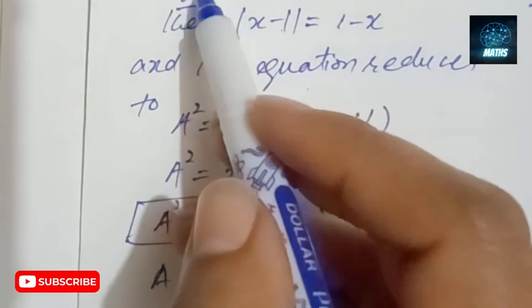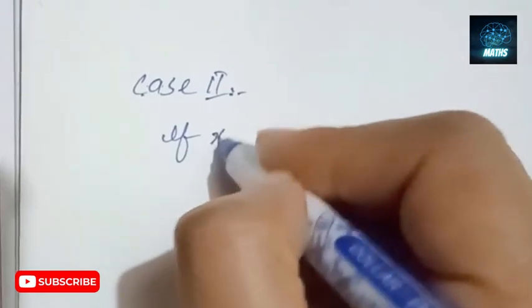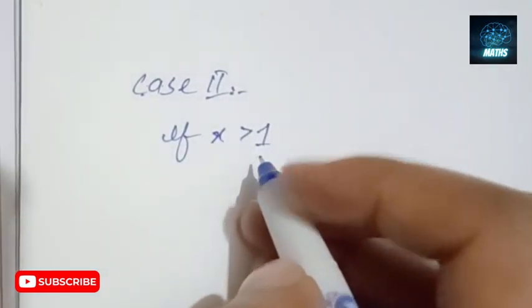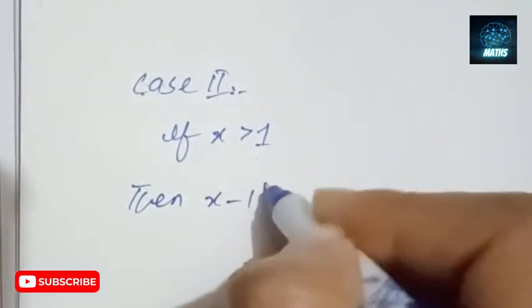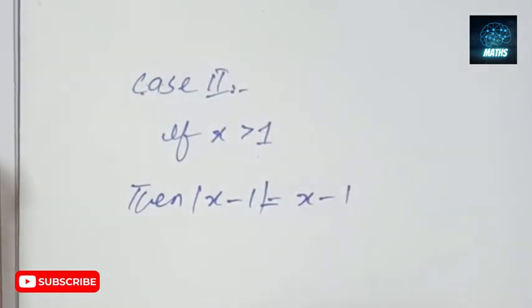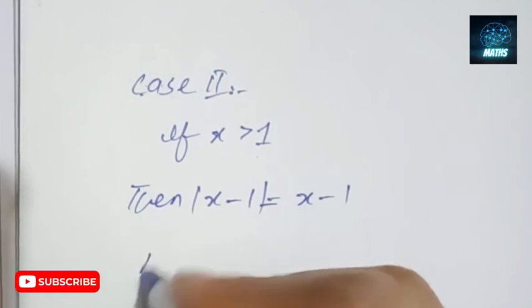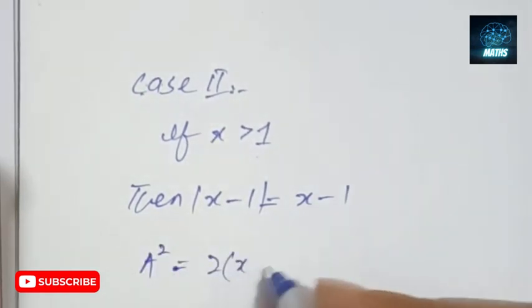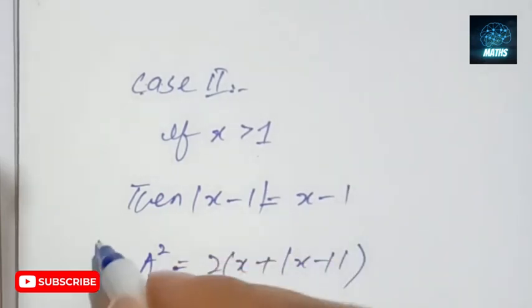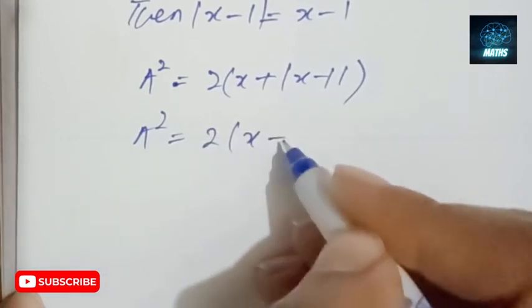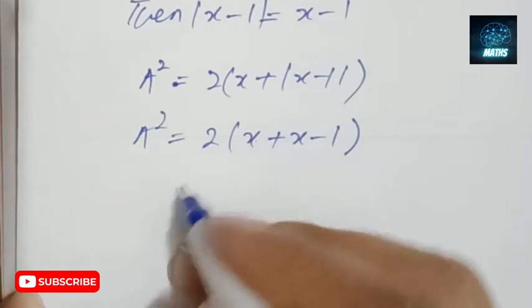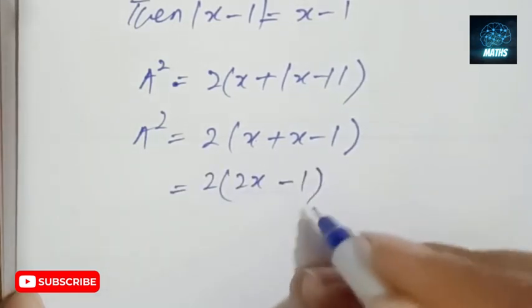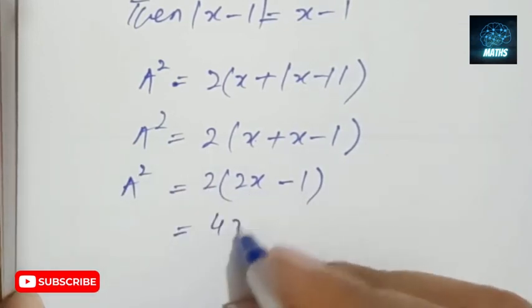Now we are moving towards the second case. The case 2 is if x is greater than 1. If x is greater than 1, then the value will be the same. |x minus 1| is equal to x minus 1. So we can write the main equation, a square is equal to 2 times x plus |x minus 1|, as x plus x minus 1. So x plus x will be 2x minus 1. This will be 4x minus 2.